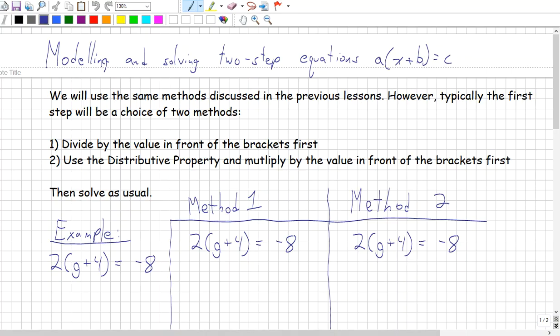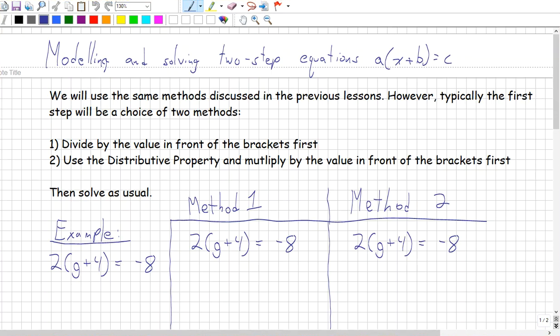The first one is dividing by the value in front of the brackets first to get rid of it, which may be your preferred method. Or secondly, using the distributive property to multiply out that value in front of the brackets to expand it.